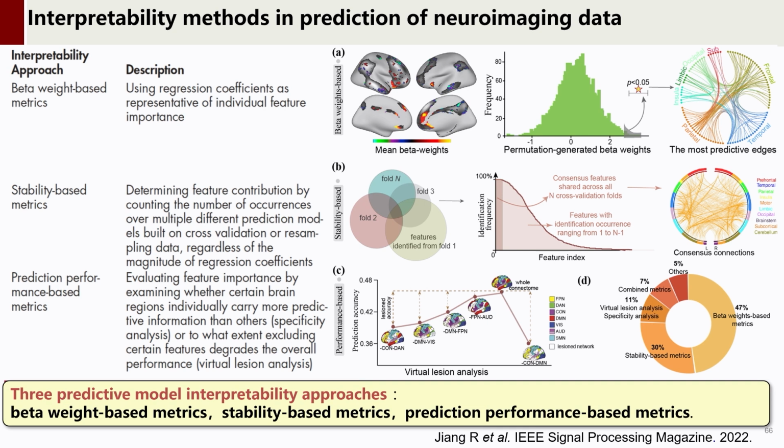Except for the above applications, another important issue is that we are trying to get a better interpretation from the black box of deep learning. Here we summarized from 300 papers that the most popular interpretation approaches include three kinds: beta weights, stability-based metrics, and prediction performance, which usually uses ablation tasks. These are the three most popular approaches in neuroimaging individualized prediction. Also, in this survey paper, we showed that for those prediction applications, external validation and longitudinal validation are now more important for us to get a really useful biomarker.